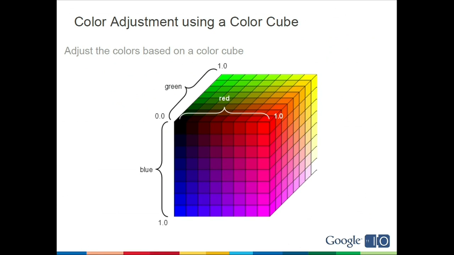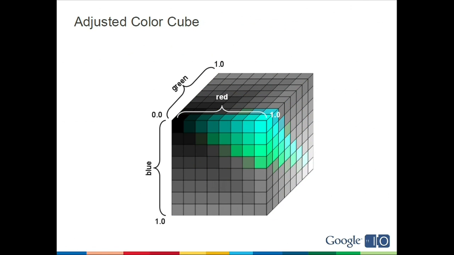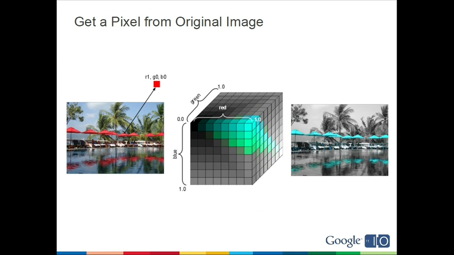So there's this really cool technique called color adjusting using a color cube. Basically, you have a cube that represents each color on a certain axis. So we have red across one axis, green across another, and blue across the third. If you make one of these color cubes and adjust it to say something like this, and then you use that cube, you can map an image.